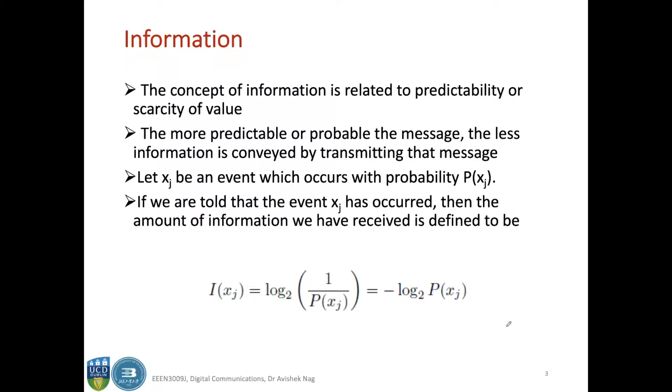So moving on, we are talking about information theory. Let's see what exactly is meant by information. The concept of information is related to basically the predictability or scarcity of value. So what does that mean? The more predictable or probable the message is, the less information is conveyed. This is very interesting. So more predictable means what?